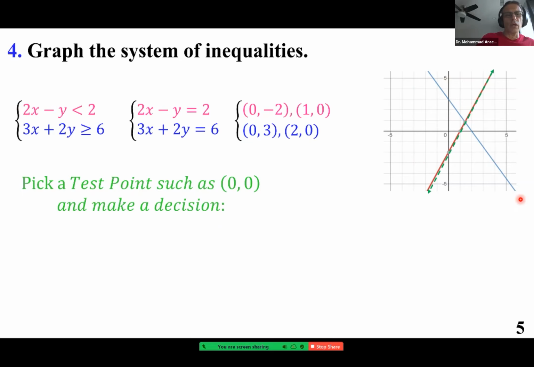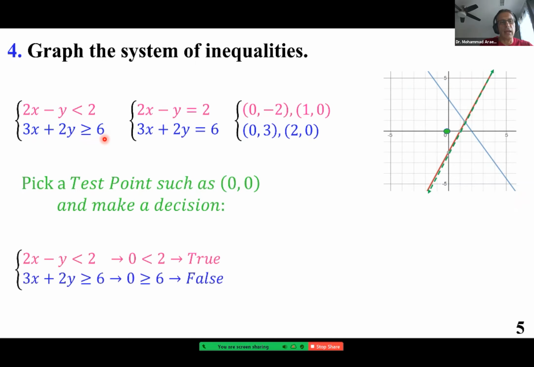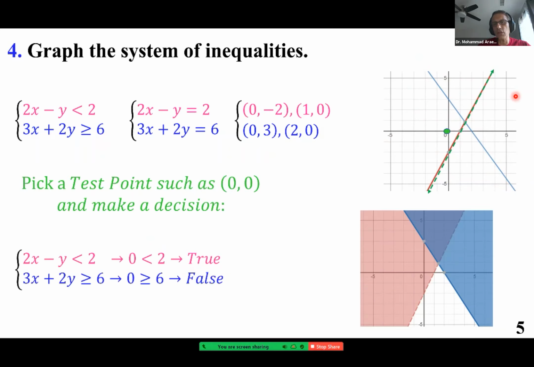For the blue one, when you plug in 0, 0, I hope you realize 3 times 0 plus 2 times 0. 0 is larger than or equal to 6. This is a false statement. So this is the point, and this is true, this is false. Because this is false, this side is not the solution. The opposite side is. So you shade them accordingly.